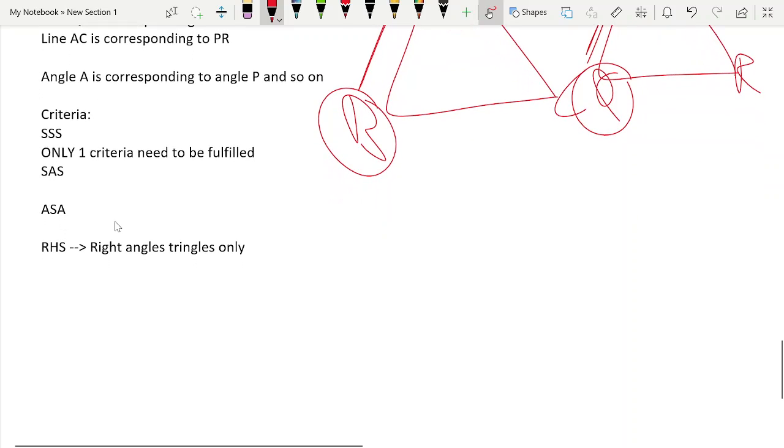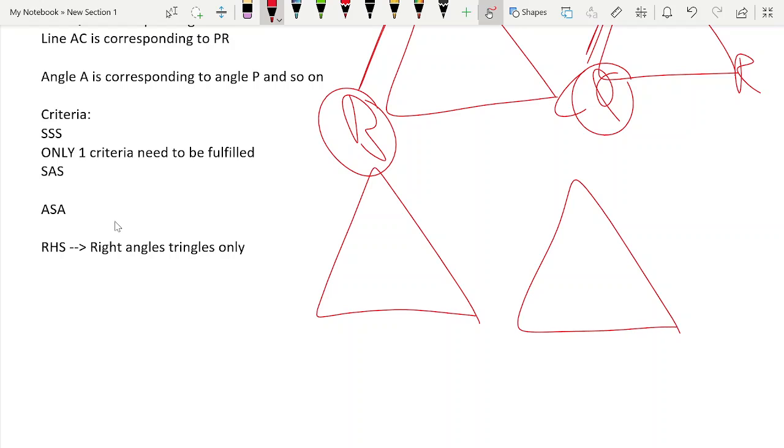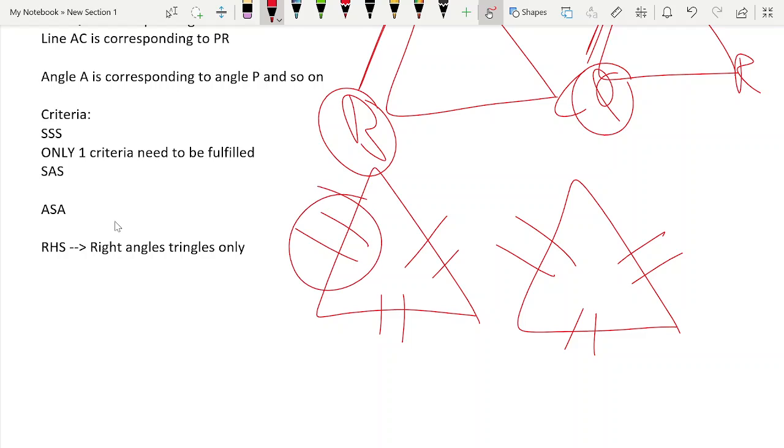Now we're going to look at the criteria of congruence in triangles. The first one is SSS, meaning side, side, side. So all three sides need to be equal for this criteria, and only one criteria needs to be fulfilled. If you have these two triangles and all of these sides are equal to all of these, it doesn't matter if they're equilateral or not. This criteria is fulfilled, and thus these two triangles are congruent.